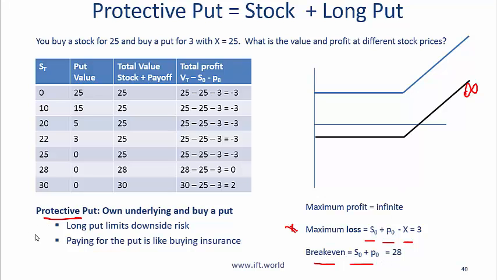What is the advantage of a protective put? The long put limits the downside risk. If the stock starts crashing, then you lose on the stock, but you gain on the put. So the put option puts a floor on how much you can lose. And this connects with one of the major uses of derivatives. The put option is helping you limit your downside risk. Paying for the put is like buying insurance. So that's why it's also called a premium. So you pay for the put, which then says that if the stock starts crashing, the put will protect you. And the combination of the put and the stock is therefore called a protective put.